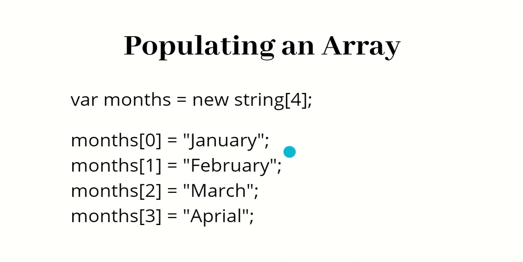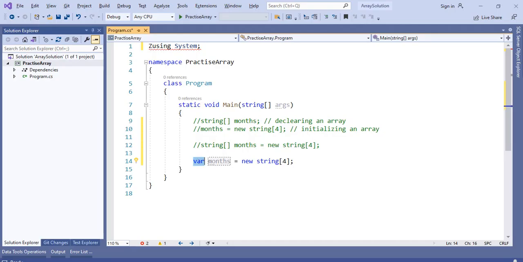Next, let's see how to populate an array. Now you know array declaration and initialization. I mentioned previously that array indexes start with 0. So I am populating array index 0 as January, months 0. I type this.